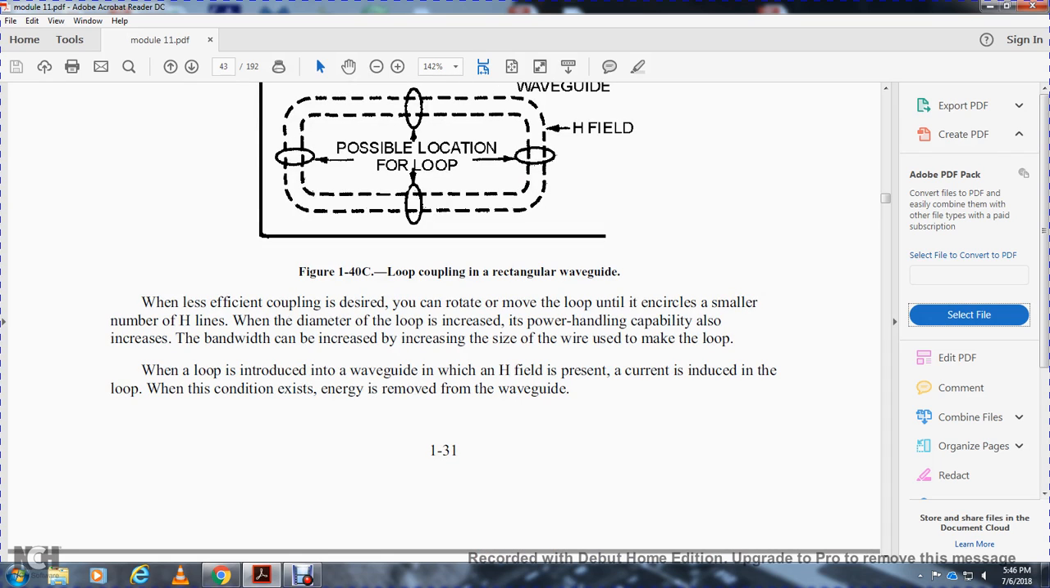When less efficient coupling is desirable, you can rotate the loop so that it encircles a smaller number of magnetic lines, or decrease the diameter of the loop. That increases the power handling capability. It also increases the bandwidth to increase the size of the wire used to make the loop.